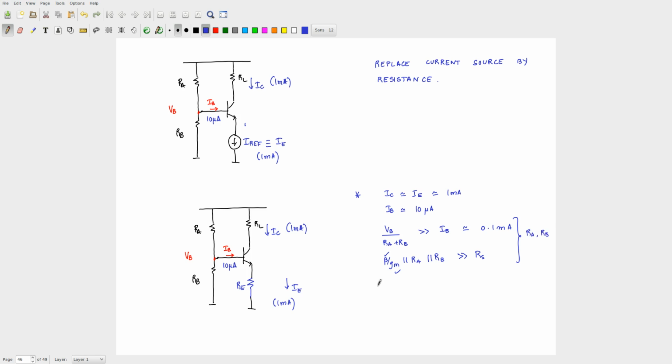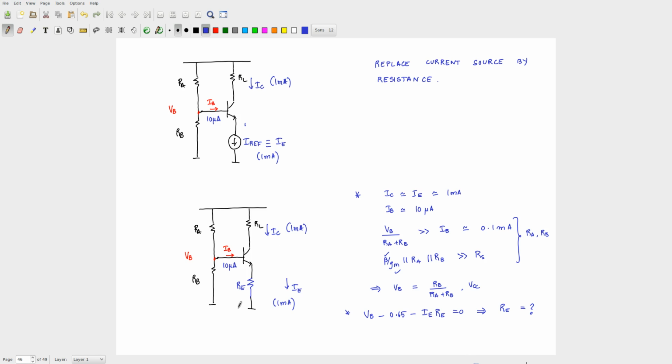So if you have RA and RB, you will get what VB is, because once you ensure that this vertical current is much more than this IB, your VB is nothing but RB by RA plus RB times VCC. Okay, so you know what your VB is. If you have VB, I want to find out what RE is. How will you calculate what RE is? Just go through this loop. So you will have VB minus, you know VB already, right? I have told you that VB is around 0.65 volts. So 0.65 minus IE RE is 0, which implies you can work out what RE is.